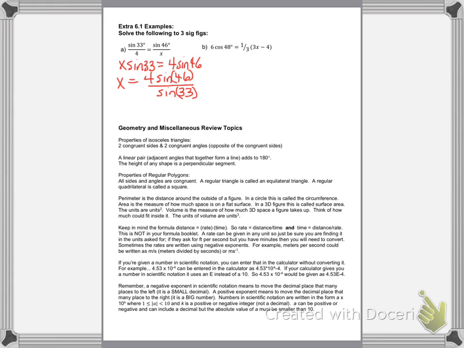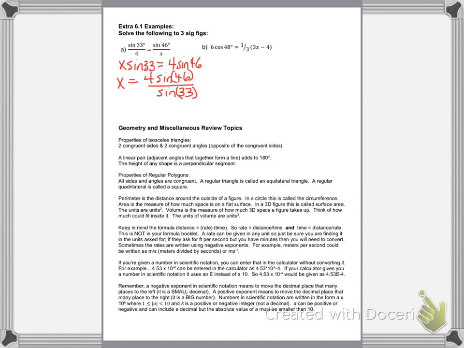Now, the reason that I put the 46 and the 33 in a parenthesis is because whenever you put this in the calculator and you type in 4 sine of 46, it's going to pop up a parenthesis. You have to close that parenthesis on the 46. If you don't, and you go ahead and do divided by the sine of 33, it's only going to divide 46 by the sine of 33 instead of dividing that entire top by the sine of 33.